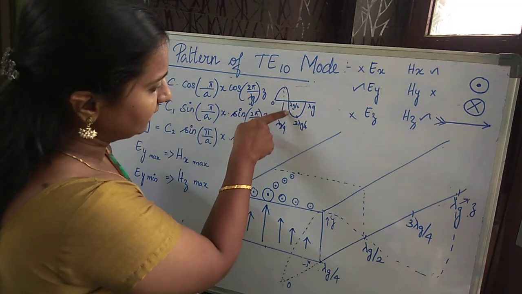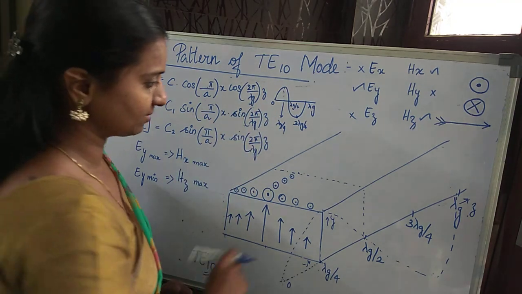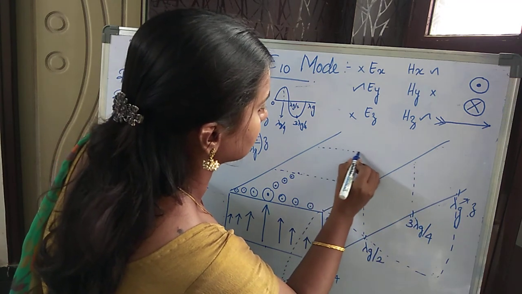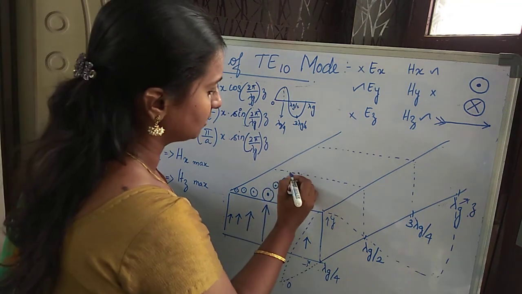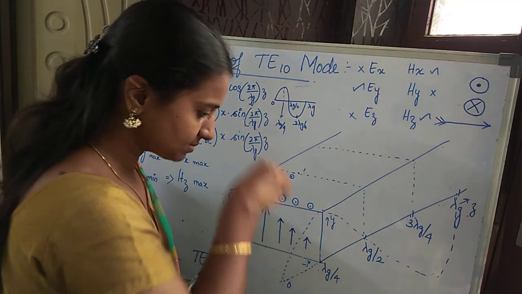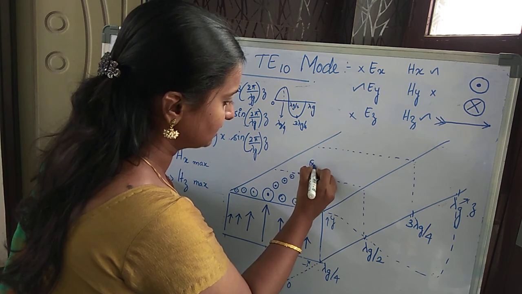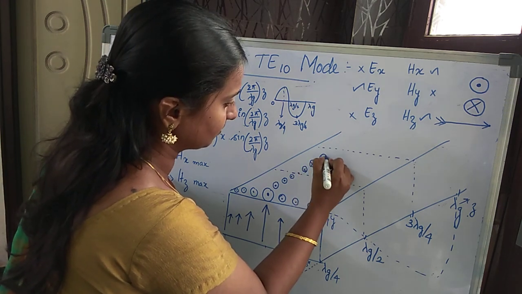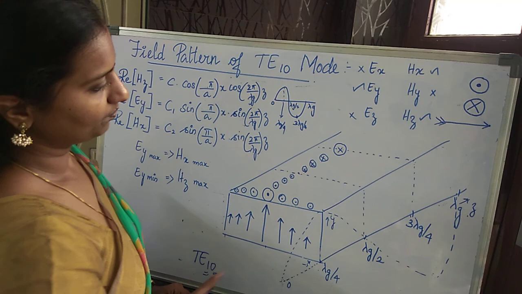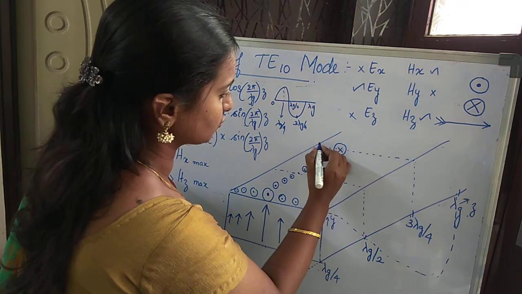Now, when it is reaching 3 lambda g by 4, the intensity is increasing but in the opposite direction. So when you take 3 lambda g by 4, this intensity is going to increase but in the opposite direction, which is away from me. From the top view, it is away from me, right? So I have to put cross marks and the intensity should slowly increase. And when it reaches 3 lambda g by 4, the intensity is maximum in the opposite direction. Same way in the sides also.